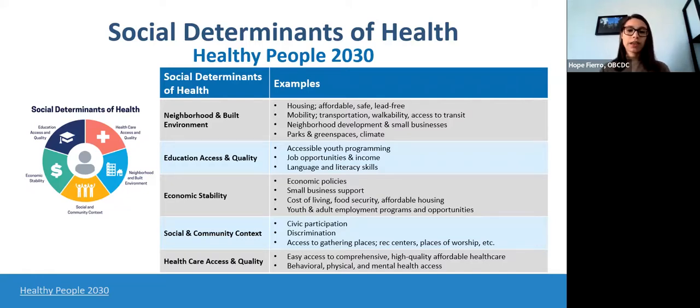And we also have healthcare access and quality. So it's what it sounds like. It's just easy access to high quality, affordable behavioral, physical, and mental health care.